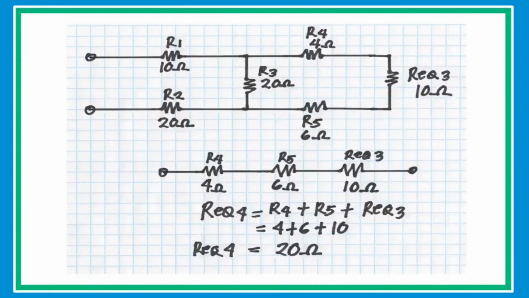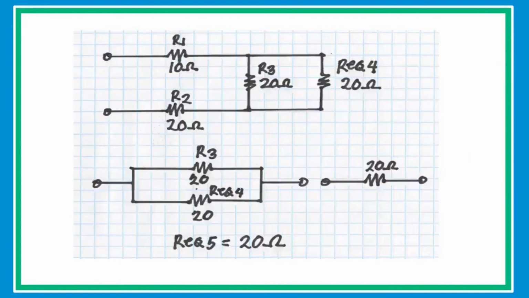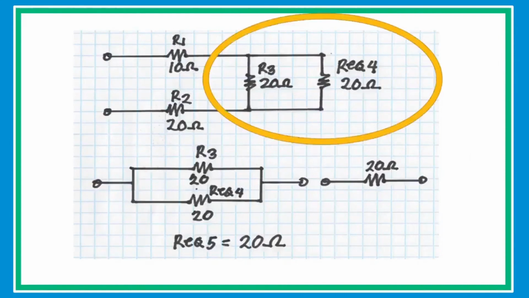In this new circuit, R4, R5, and R equivalent are connected in series. Just simply add the 3 resistors R4, R5, and R equivalent. Then substitute the value to have the equivalent resistance of 20 ohms. Collapse the circuit and redraw again to simplify. In the new redrawn circuit, R3 and R4 are connected in parallel with the same value. Just simply get the half of the value to have an equivalent resistance of 20 ohms.